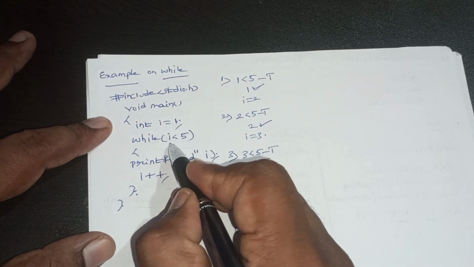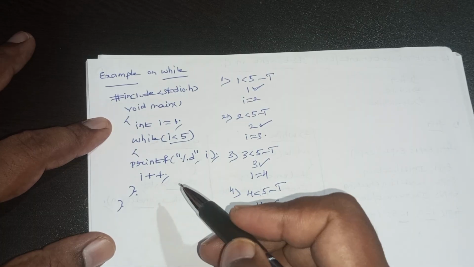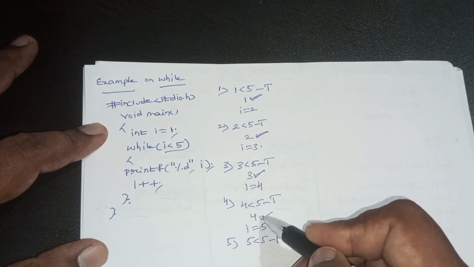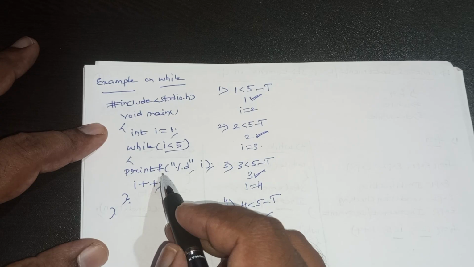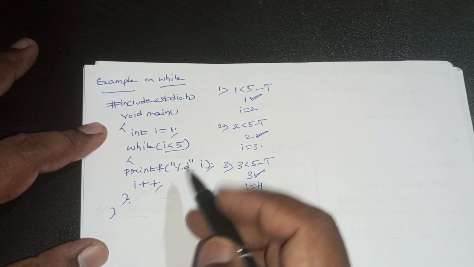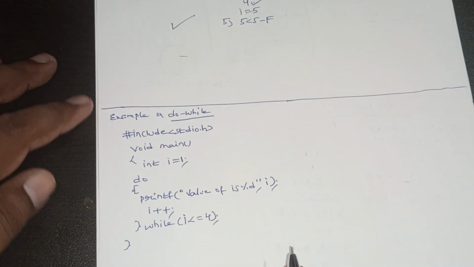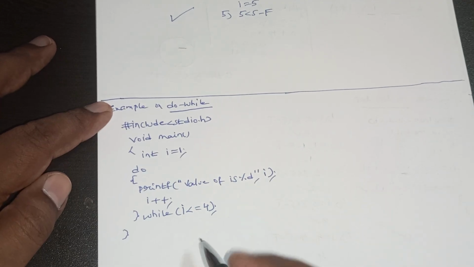See, here the condition is true, then I am printing and incrementing. So 1, 2, 3, 4 times I am executing the same statements until the condition is false. So this is all about the while loop. Okay, now the last one: what is the do while?